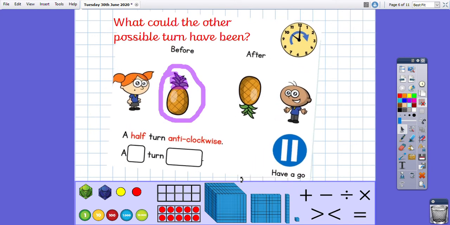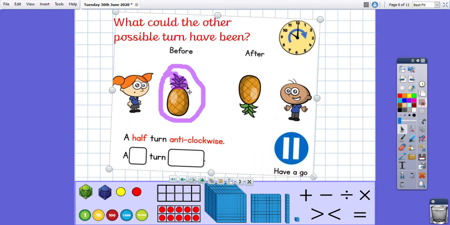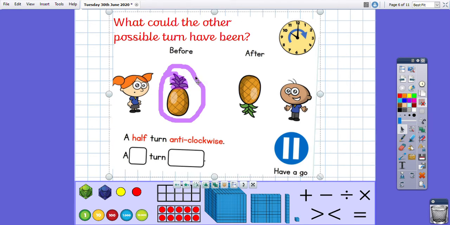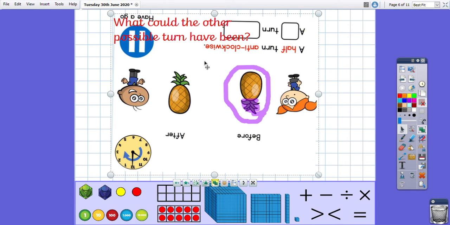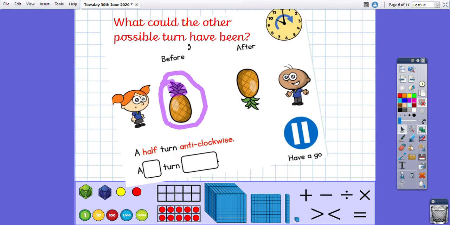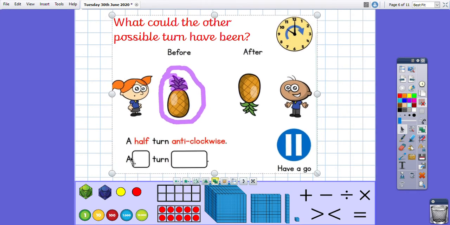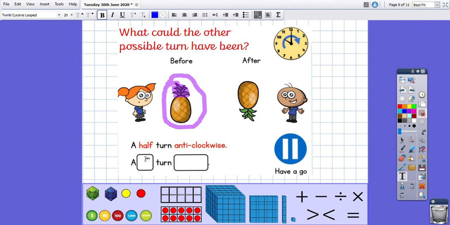Oh, I need to keep it together, don't I? What am I like? Sorry about that, everybody. So, clockwise, half a turn. It's now upside down. So in my box, I could write a half turn clockwise. And that would still make sense. Half a turn clockwise.